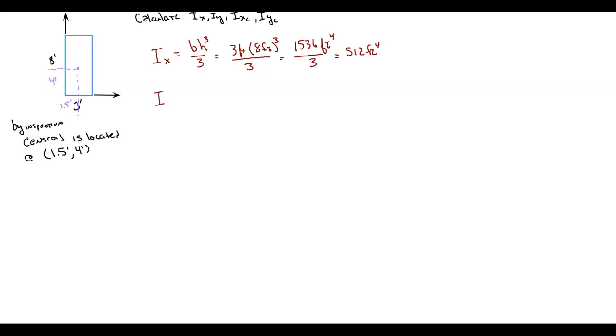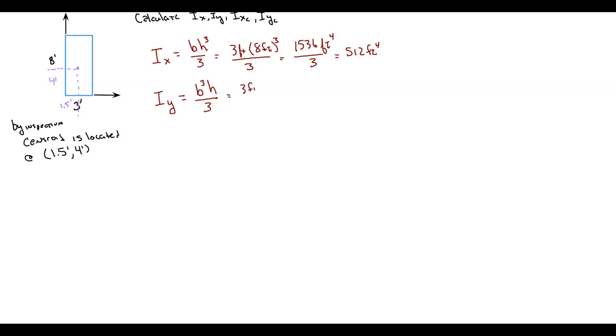So listen and watch. To find the moment of inertia about the y-axis, all we do is shift where the exponent is in the formula. Same formula, it's still base times height over 3. We just shift where the exponent is. So notice that I'm going to calculate the moment of inertia about the y-axis. I've moved the exponent from height to base.